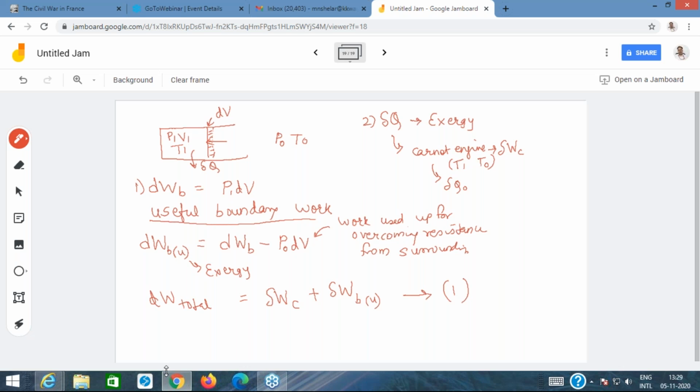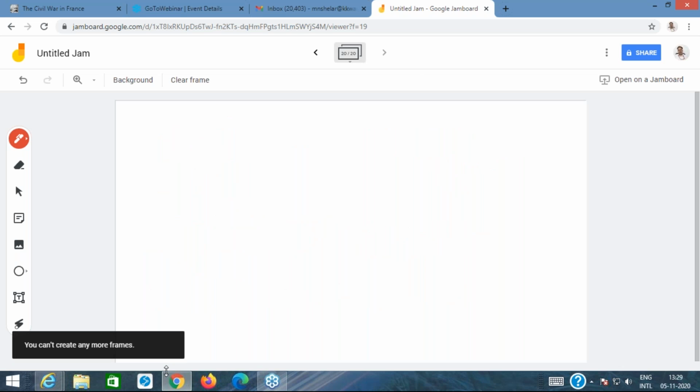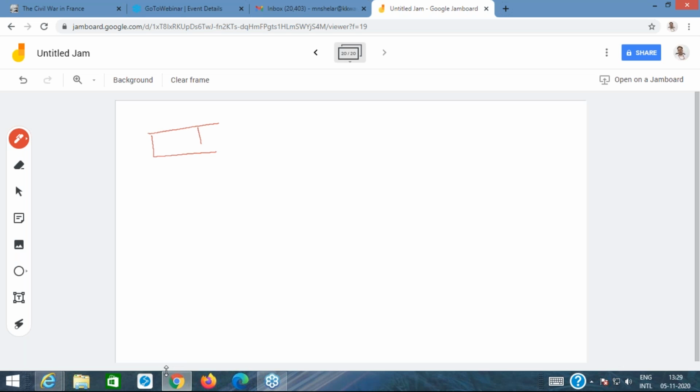and the exergy of the heat, as we have already seen, can be calculated by assuming this heat goes to a Carnot engine, which rejects the heat del Q naught. The work output of this Carnot engine is the exergy. So let us start doing this. I am drawing this. Let me now calculate the exergy because of the heat transfer.